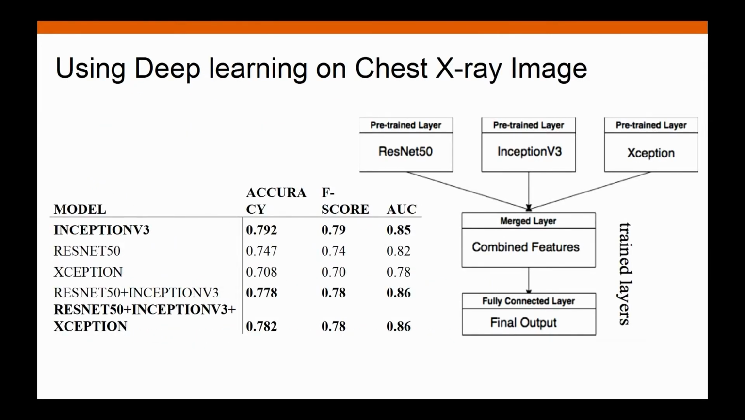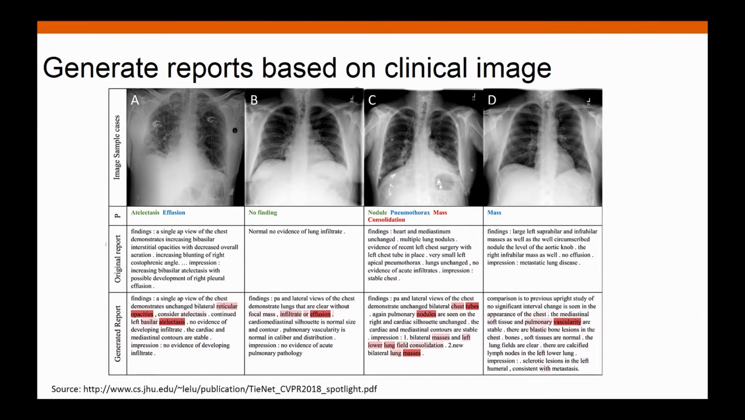So here is the example where we use the same algorithm to classify chest X-ray images. We tried out a combination of different features from different deep learning algorithms. And here is the example of how we are going to generate reports based on the clinical images. The first row is the real-life chest X-ray image from the hospital, and the second row is the original report given by the radiologists, which they actually wrote themselves.